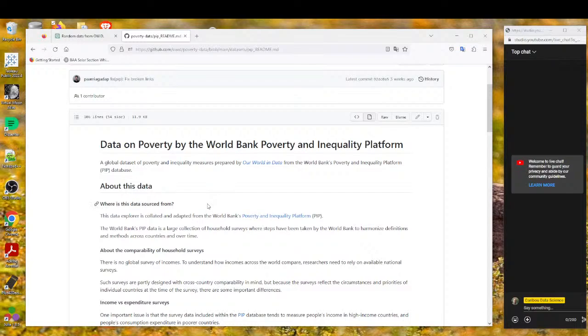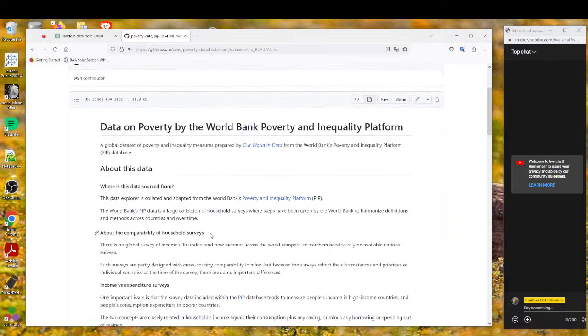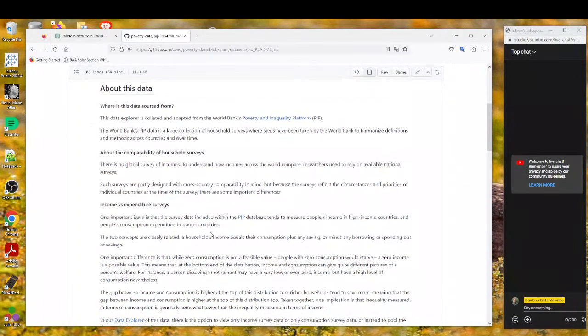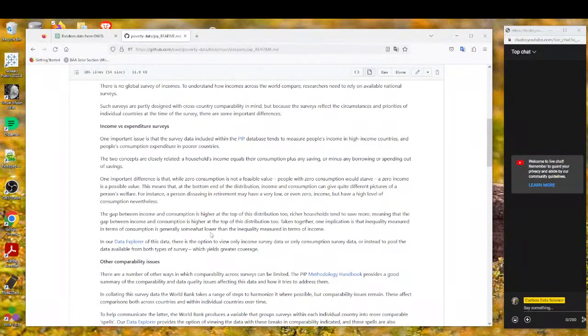What is this data source from? The data explorer is correlated and adapted from the World Bank's poverty and inequality platform. Okay, World Bank's poverty inequality data set, several surveys. Income expenditure, data explorer. Okay, we can come back over here now.